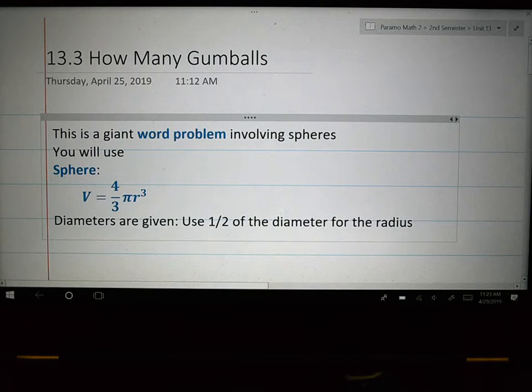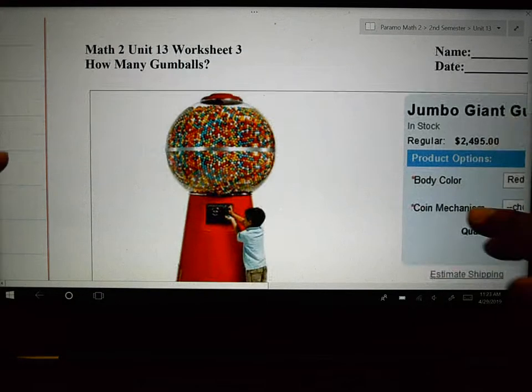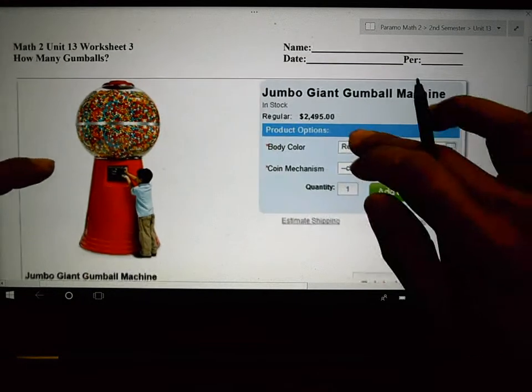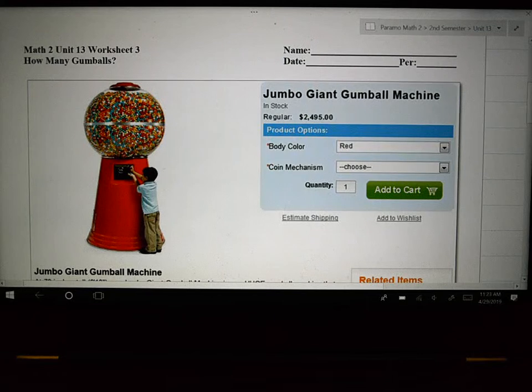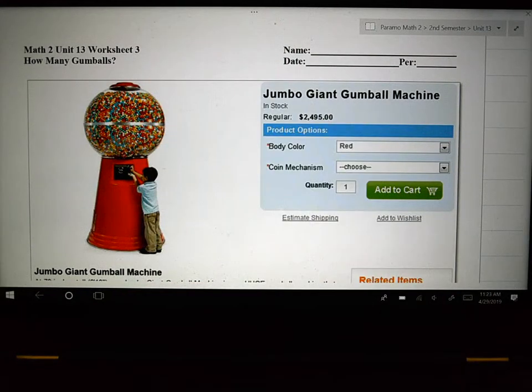Here we go. In 13.3, your chapter 13 starts taking a turn. And the turn is really going to be, can you take what you did in 13.1 and 13.2 and start applying it to word problems? And if you didn't see the worksheet that I just passed out to you, you have a black and white copy of this gigantic gumball machine.